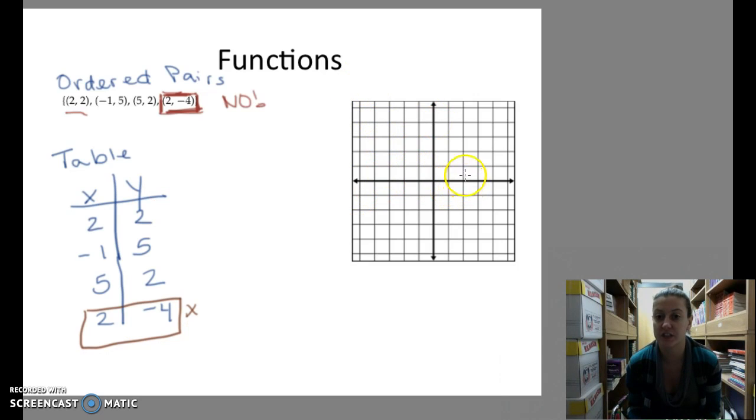On a graph, it's just as easy as graphing each point: 2, 2, -1, 5. Right? The x's go left to right. The y's go up and down. 5, 2, and then 2, -4. Now remember, this is a function up until here. This vertical line right here is what makes it not a function. I don't care about the two that are side to side. Those are fine because we don't care about the y's. It's the x's that can't match. So this is not a function because of that vertical line.